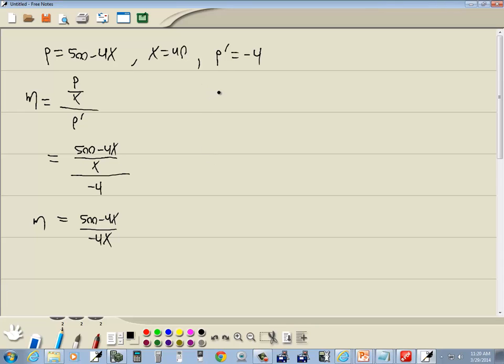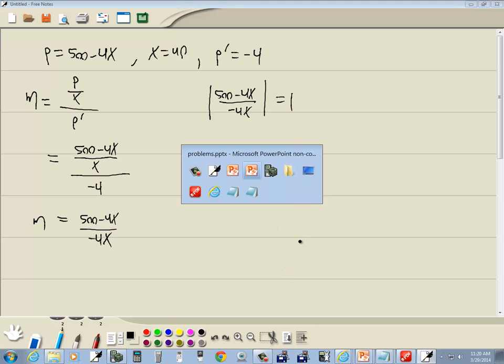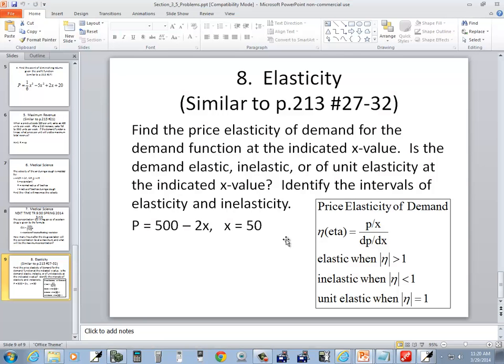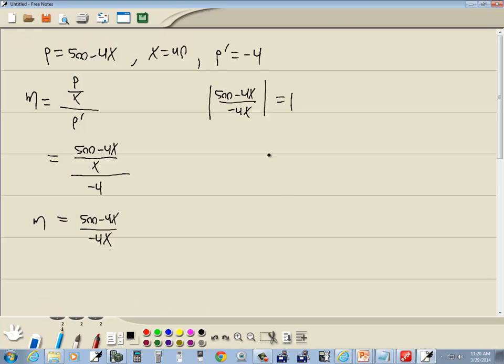Then we want to take the absolute value of that, 500 minus 4x over negative 4x, and set it equal to 1. I'm getting that from the absolute value of eta and 1 on this side, so that's what's telling us to do that. When you're solving absolute value equations, you drop your absolute value and set it equal to positive the other side, and then drop your absolute value and set it equal to negative the other side.